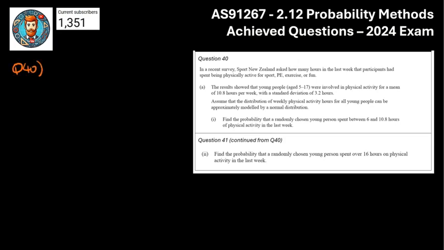So let's get on with question number 40, and we've got a sports survey happening here, and it's all about how many hours of participation they had in terms of some kind of physical exercise, sports, PE exercise, or just for fun. The results show that young people between 5 and 17 had a mean of 10.8 and a standard deviation of 3.2. It can be modeled by a normal distribution. So the focus of this question is pretty clear, right? It's a normal distribution question. And the question has asked us, find the probability that a randomly chosen young person spent between 6 and 10.8 hours for their physical activity for the week.